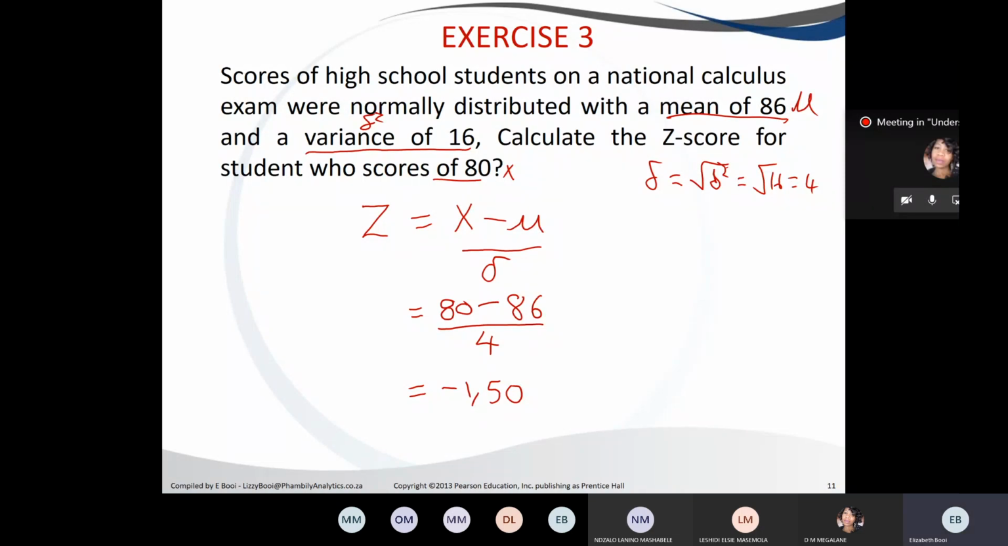Is it 1.25? Don't go find the probabilities as yet. We're not yet there. We're still doing the Z score. And that's how you find the Z scores. Any questions? If there are no questions, then we can move forward.